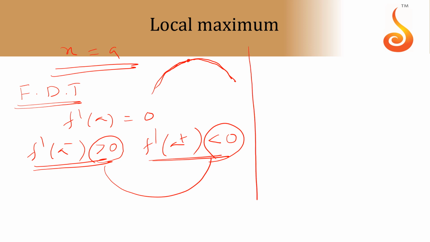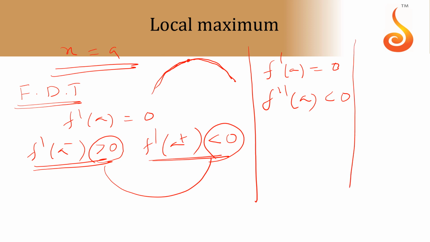Then what is the second derivative test? The second derivative test says f dash a will be 0 and f double dash a, the second derivative at that point, will be a negative number.